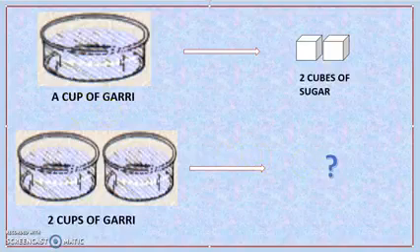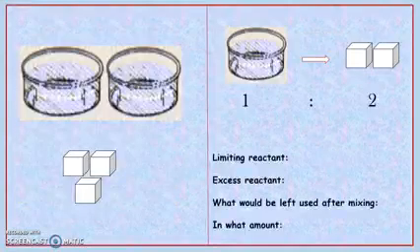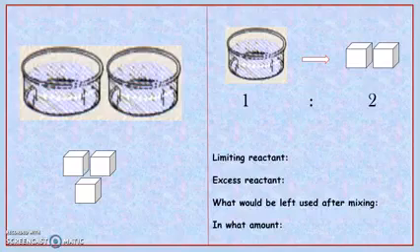So I'm going to use this concept to explain the limiting reactant. Assuming your mom came back and said, oh, what we have left is 2 cups of gari and 3 cubes of sugar. I don't know how you're going to do it, but just mix it and drink. Do it the way you want, suit yourself. What will you do to get the same taste you have when you mix 1 cup of gari and 2 cubes of sugar, which is the standard?